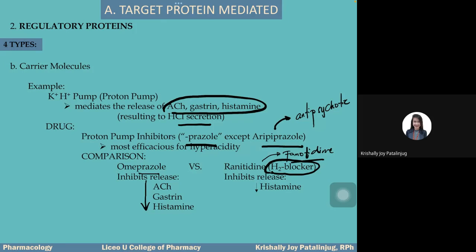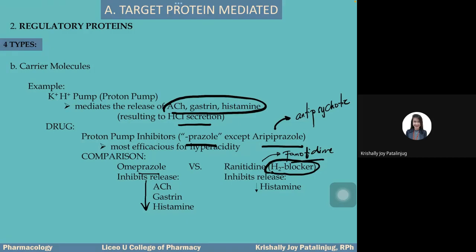Now, based on the name, histamine 2 blocker. Yes, very good. Histamine 2 is a receptor, a subtype of the histamine receptor. Remember? So ranitidine, famotidine, these H2 blockers target receptors, because histamine 2 is a receptor.